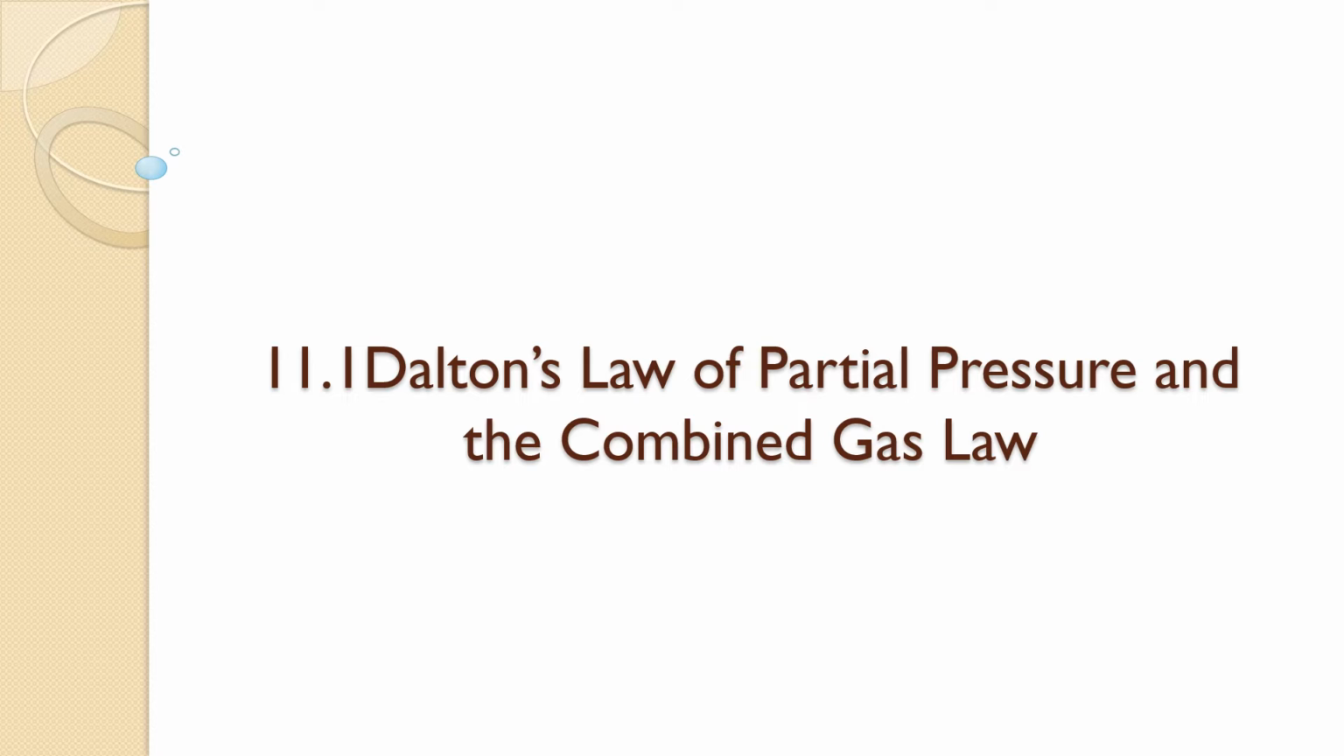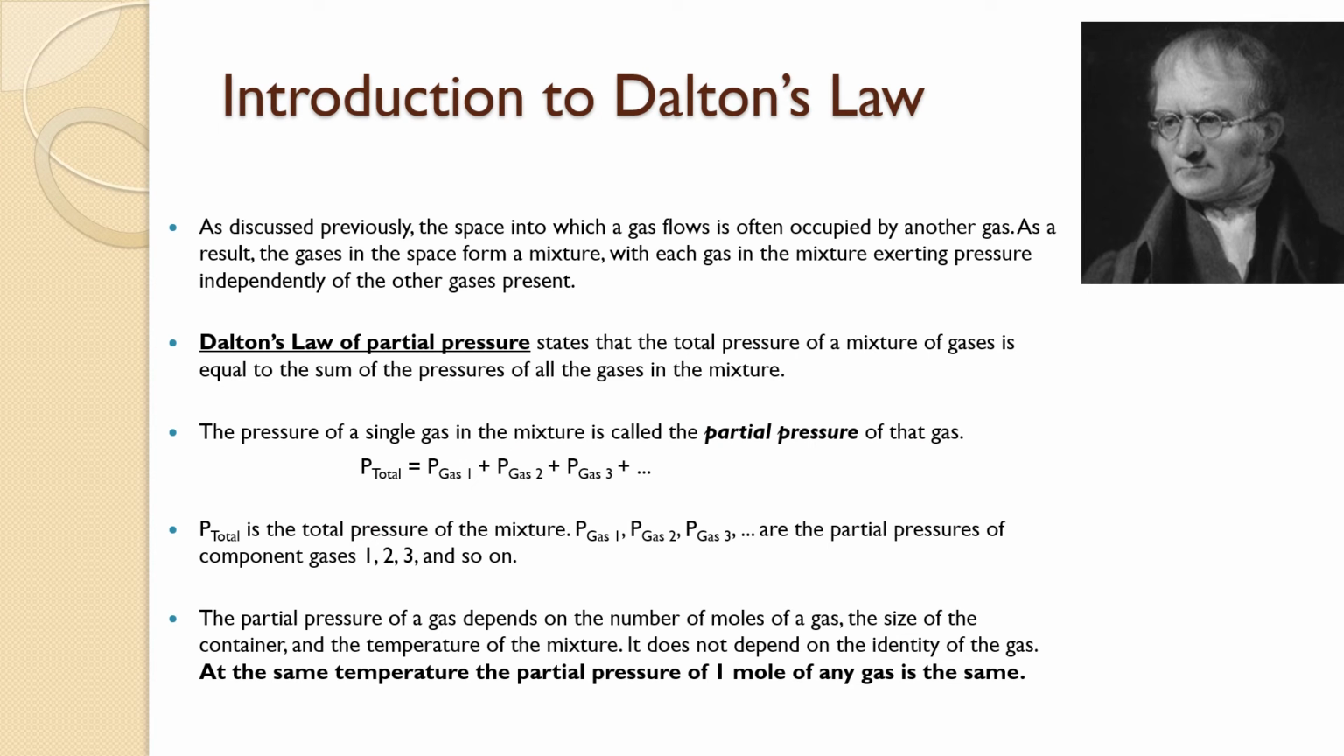Next, we're going to talk about Dalton's law of partial pressure and how it relates to the combined gas law. So a little bit of introduction about Dalton's law. It says, as discussed previously, the space into which a gas flows is often occupied by another gas. As a result, the gases in the space form a mixture, with each gas in the mixture exerting pressure independently of the other gases. So Dalton's law of partial pressure states that the total pressure of a mixture of a gas is equal to the sum of all the pressures of the gas in the mixture.